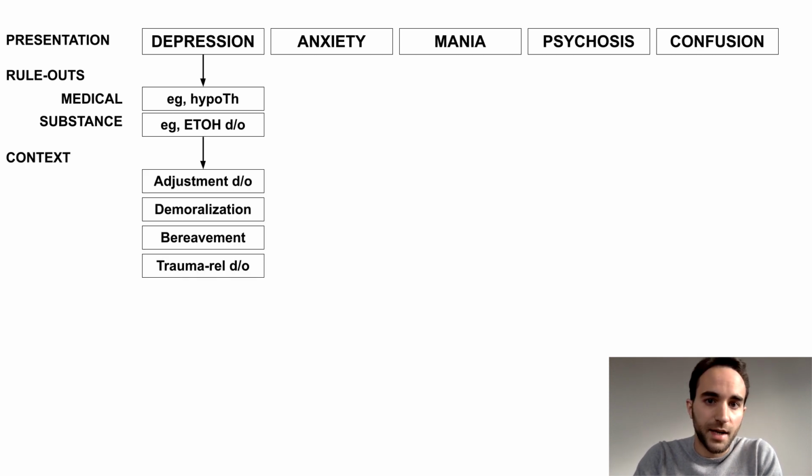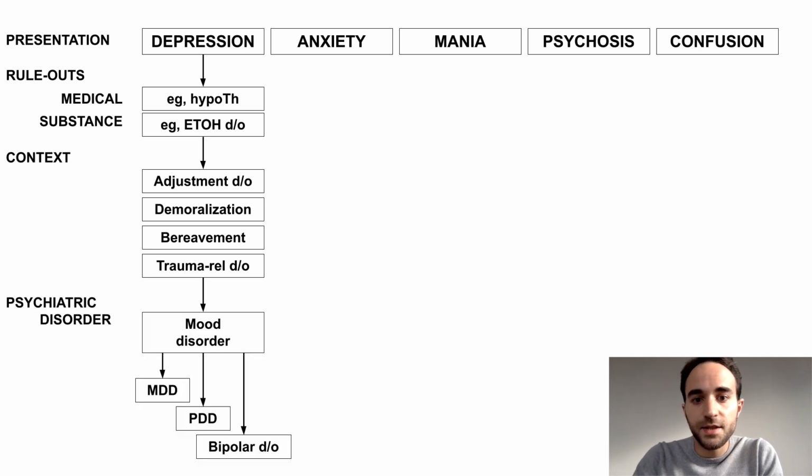Before considering major psychiatric diagnoses such as major depressive disorder, bipolar disorder, or schizophrenia, you'll also want to consider the context in which the symptoms occur, and consider whether a self-limited, context-related disorder is more appropriate. Such disorders that commonly present with depressive symptoms include adjustment disorder in response to a major life adjustment, demoralization in response to a chronic or debilitating medical illness, bereavement in response to a significant loss, or a trauma or stressor-related disorder. If medical-related, substance-induced, and context-related diagnoses have been ruled out, then you can consider a primary psychiatric disorder.